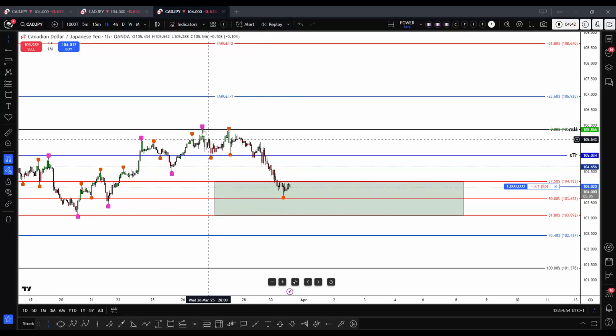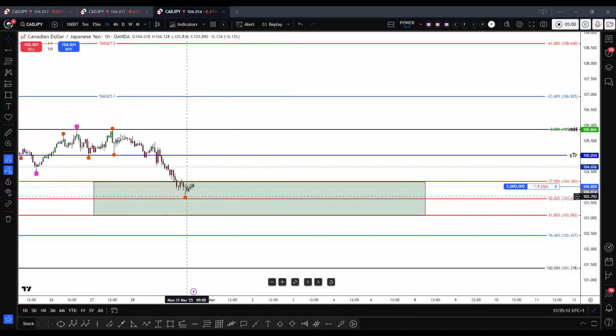Okay, so what do we have here? That's the momentum high that we identified on the 4-hour. We have a higher low, then a lower high, a higher low. So this is now the structure on the 1-hour chart, and that is good enough. So we have a structure.